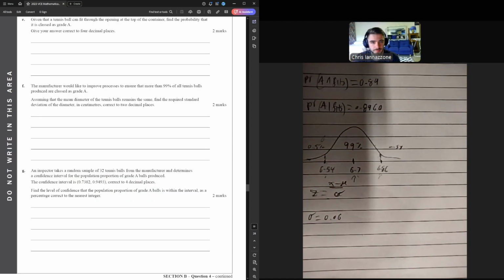Part G is a bit of an interesting one. We don't usually talk about confidence levels that aren't 0.95, but in this case we are. So we're told that there was a random sample of 32 tennis balls that were taken, and a confidence interval was determined to be between this set of values here. We have to figure out what was the level of confidence that was given as a percentage.